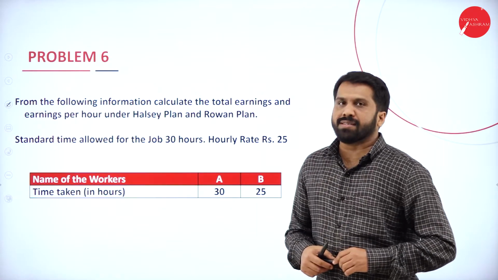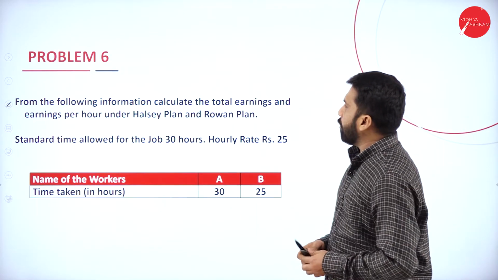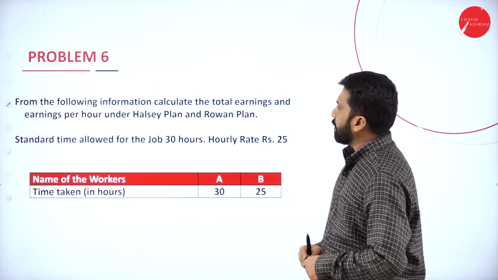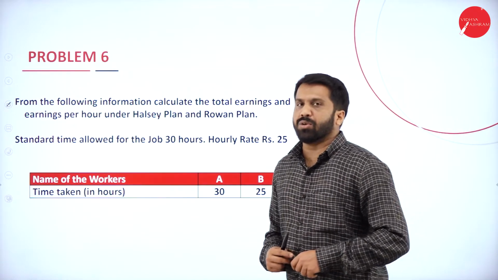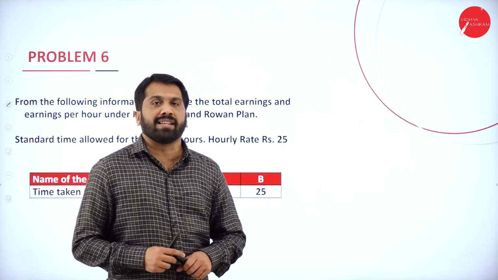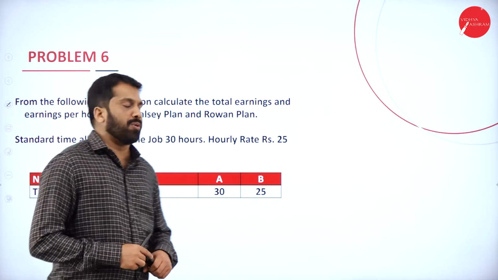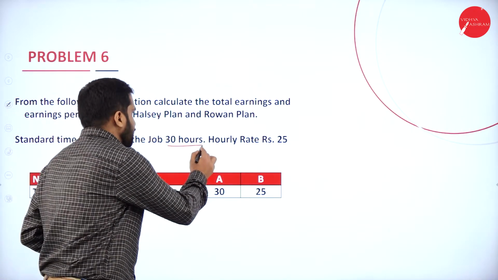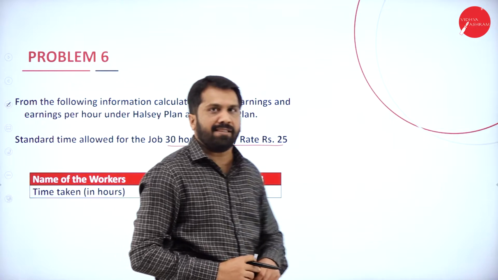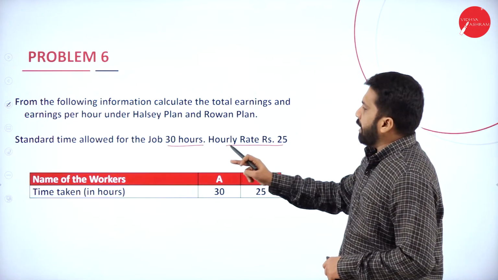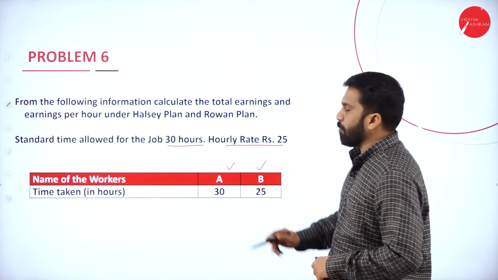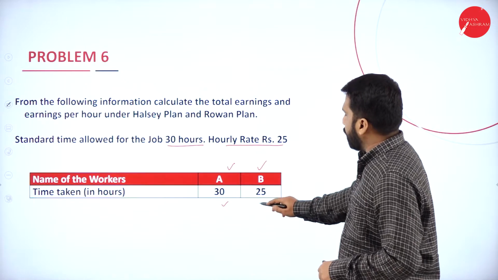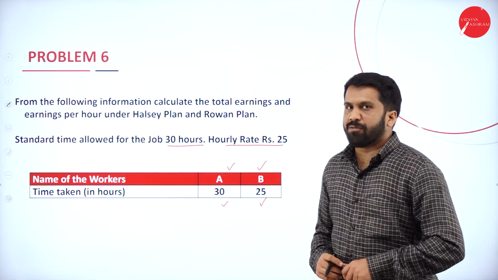Now problem number 6. From the following information, calculate the total earning and earning per hour under wholesale plan and Rowan plan. We are supposed to calculate under wholesale as well as Rowan. In this, standard time allowed for the job is 30 hours. Hourly rate is 25. As per this, the names of the workers are A and B. In this, time taken for A is 30 hours. For B, it is 25 hours.